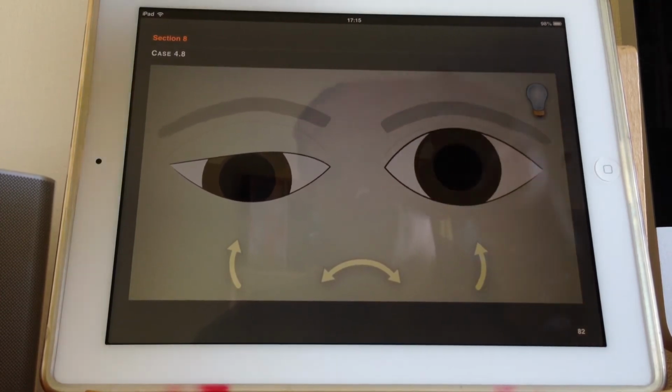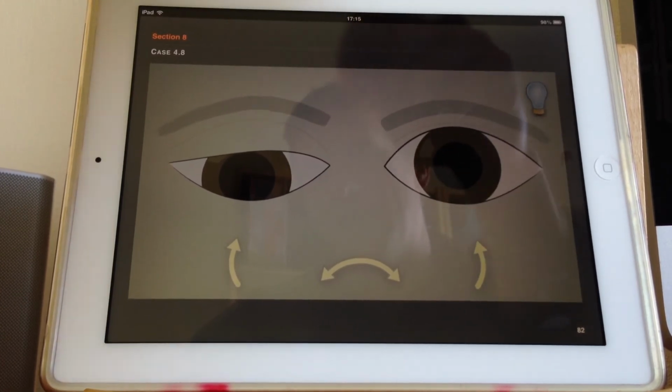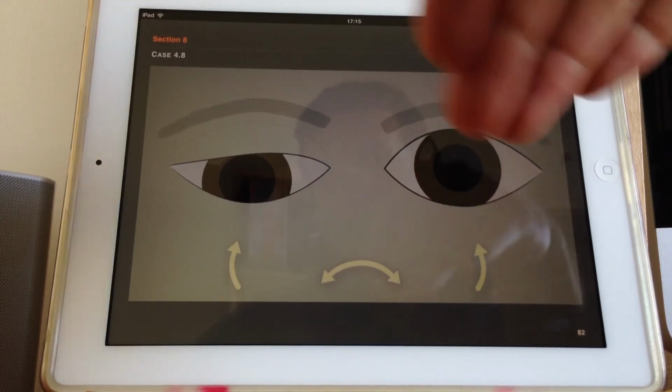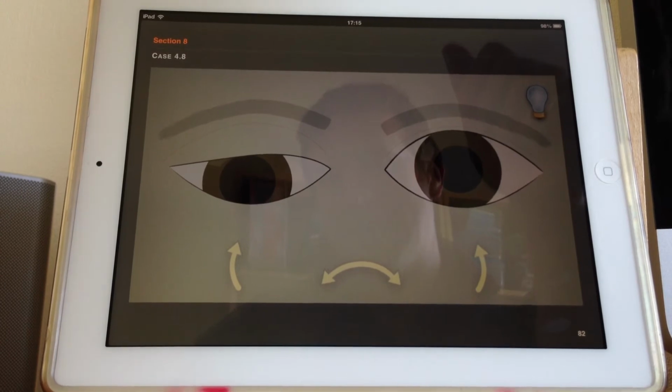Okay, so we've got a ptosis, a dilated pupil, and we've got the divergent eye that's down and out. So all those things build up to a third nerve palsy.